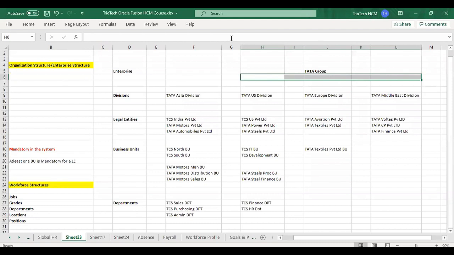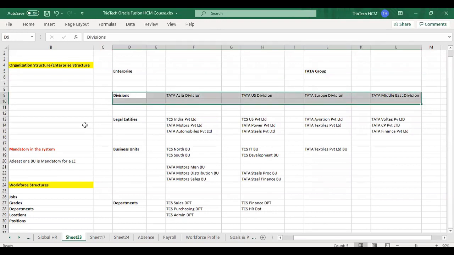There is no concept of defining multiple enterprises. Yes, Karuna, any question for you? Yeah, so are divisions mandatory, Kumar? No, I might come to that one. I will tell that. Yeah.